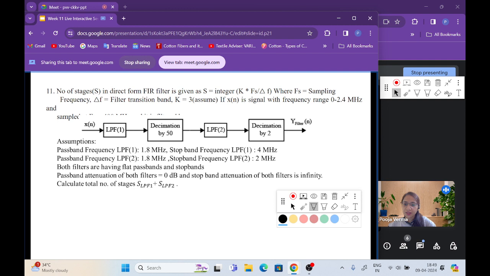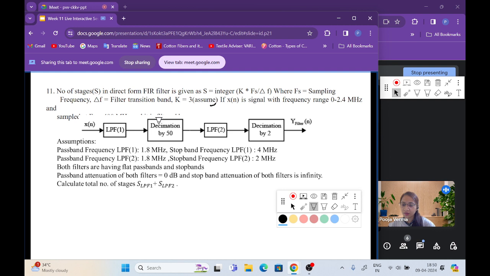So question number 11. The number of stages S in a direct form FIR filter is given as S is equal to integer of K into Fs divided by del F, where Fs is the sampling frequency, del F is the filter transition band, and K is equal to 3, assume that K is equal to 3. If x of n is the signal with frequency range 0 to 2.4 megahertz, then as per the block diagram, the signal is sampled at 400 megahertz.